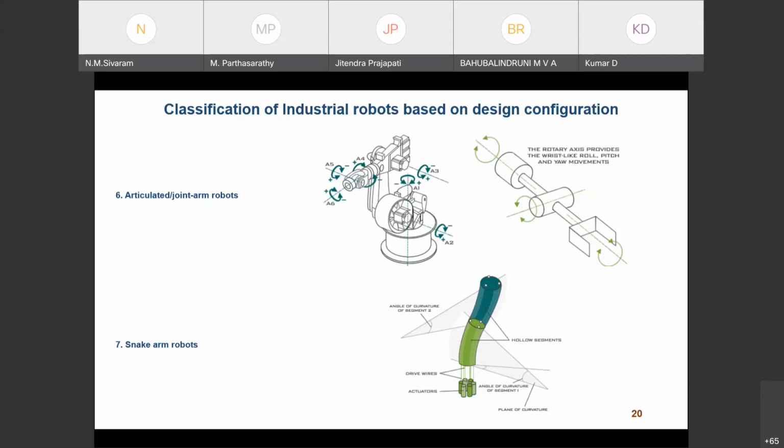Or a simple Cartesian type of robot, you should know what the work envelope is. If you know the work envelope of the robot properly, then you are following the safety norms for that particular robot. So that is clear with this classification itself.